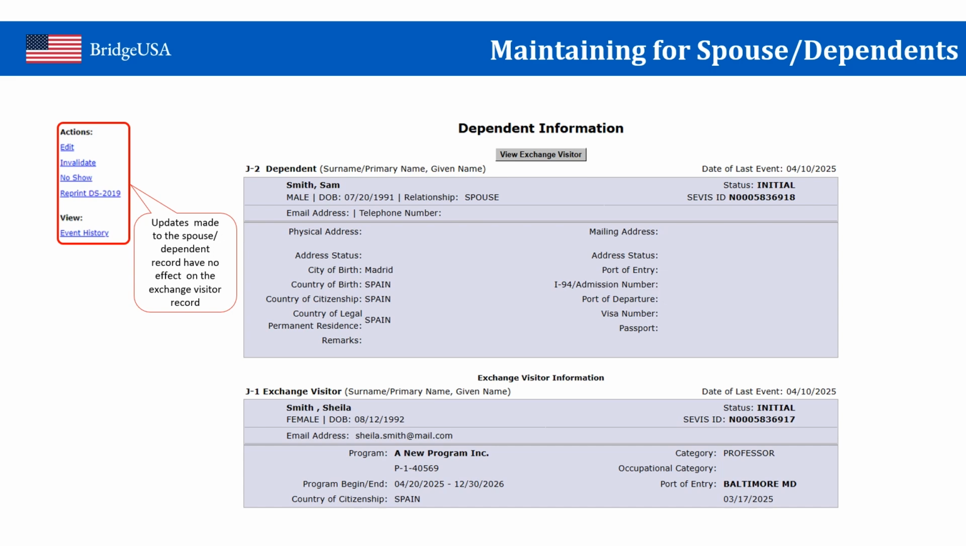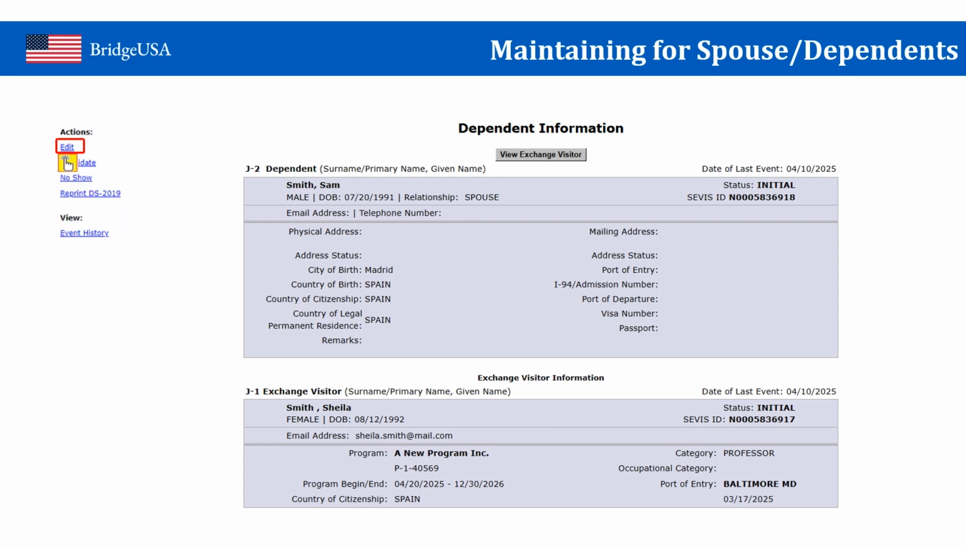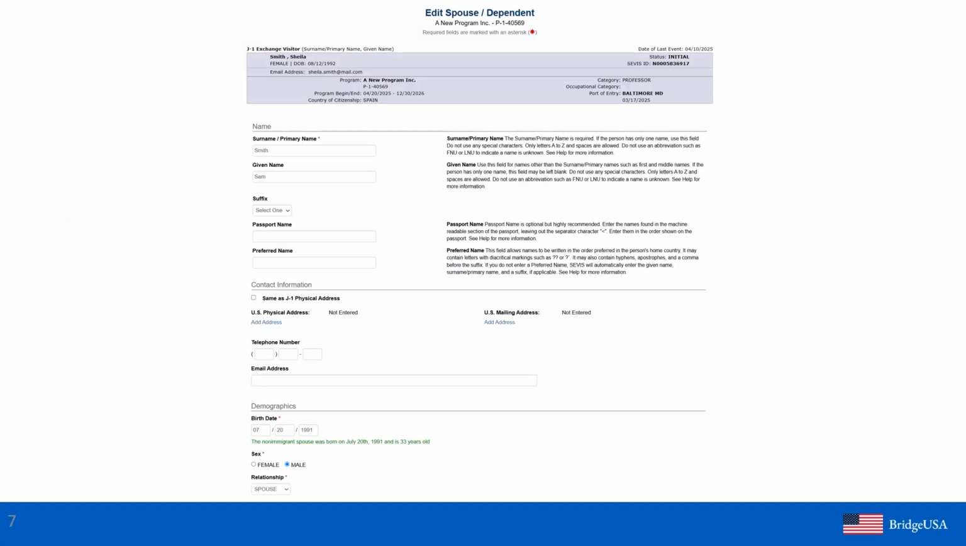Now let's edit the J2's information. Clicking the Edit link opens the Edit Spouse Dependent page. Note that the rules for editing the spouse or dependent's biographical information are the same as those for the J1 Exchange Visitor. All fields are available for editing in initial status before the visa is issued and in active status after the J1's record is validated.